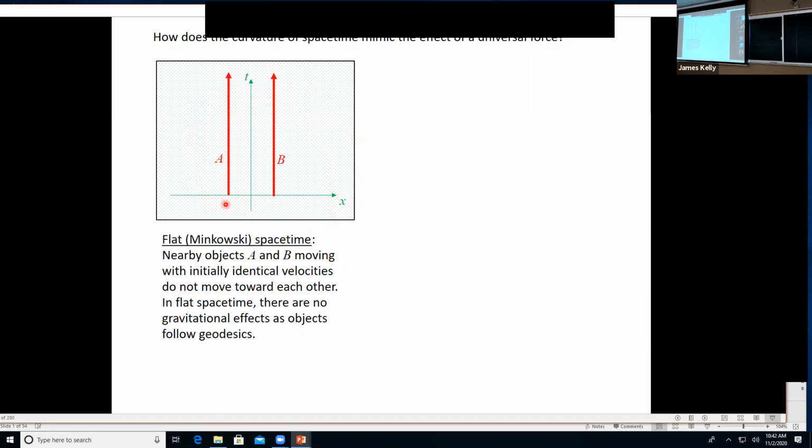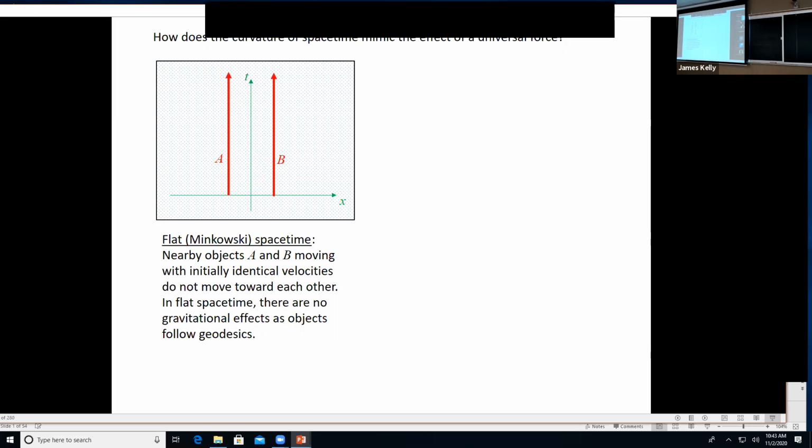If we have nearby objects A and B, and they're moving with identical initial velocities, in this case, I've given them 0 initial velocity from the point of view of the IRF where I'm drawing these world lines, right? They're at rest with respect to each other. They're not going to move toward each other. And so that means in flat space-time, there's no gravitational effects. Even if these things had mass, we can't describe the fact that they're going to be attracted to each other and eventually run into each other. We can't describe gravitational effects.